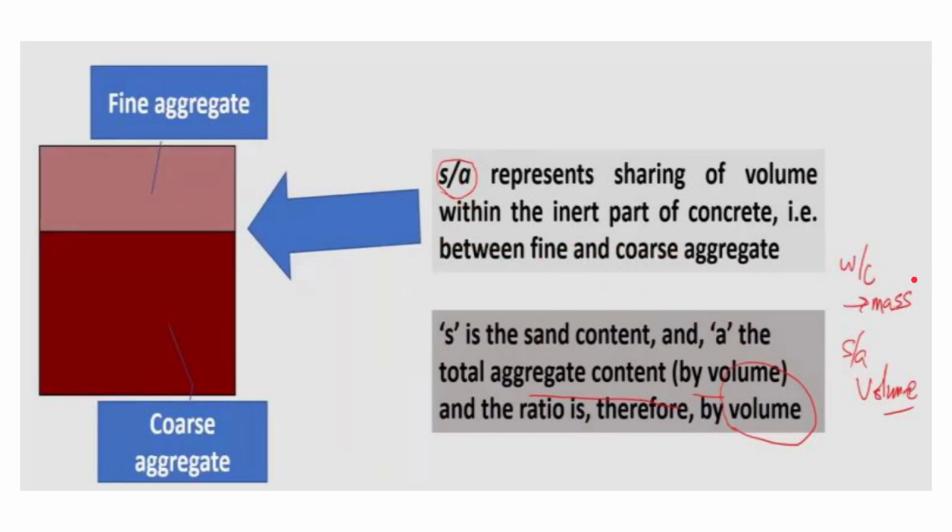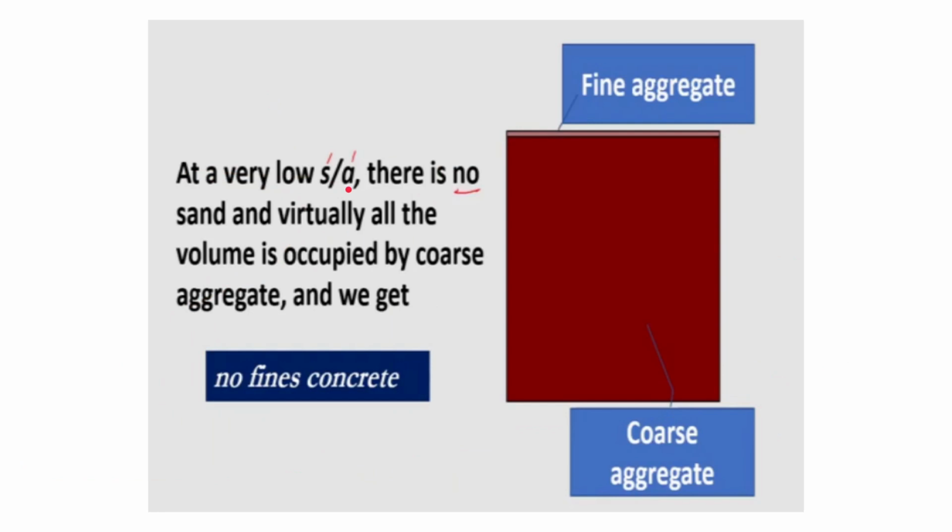S by A is in terms of volume, and W by C is in terms of mass. Okay, so if the value of S by A is very low, that means the fine aggregate, that is the sand, is not present.